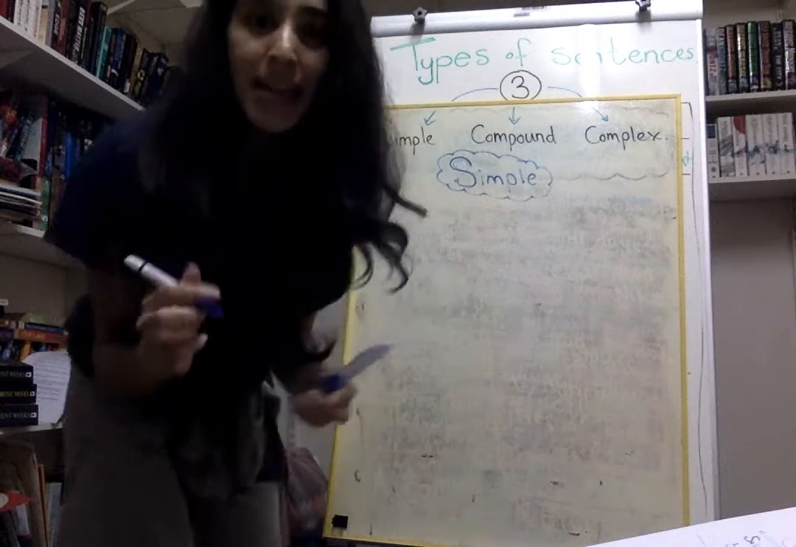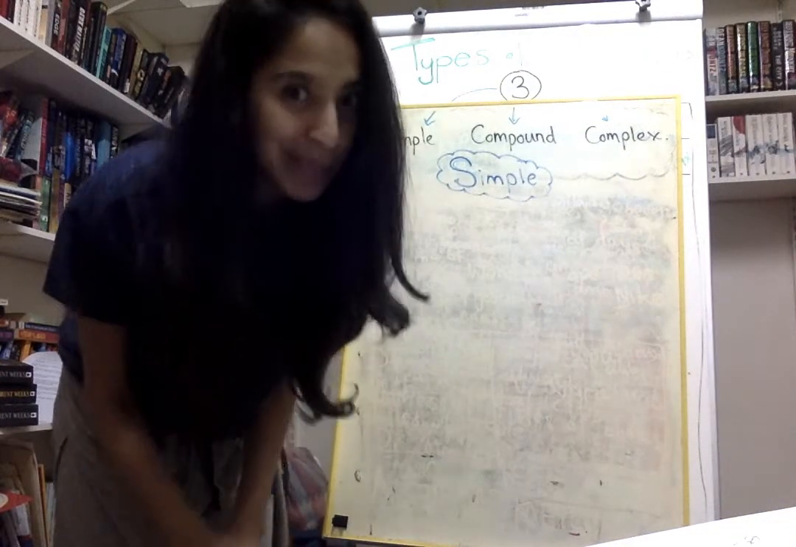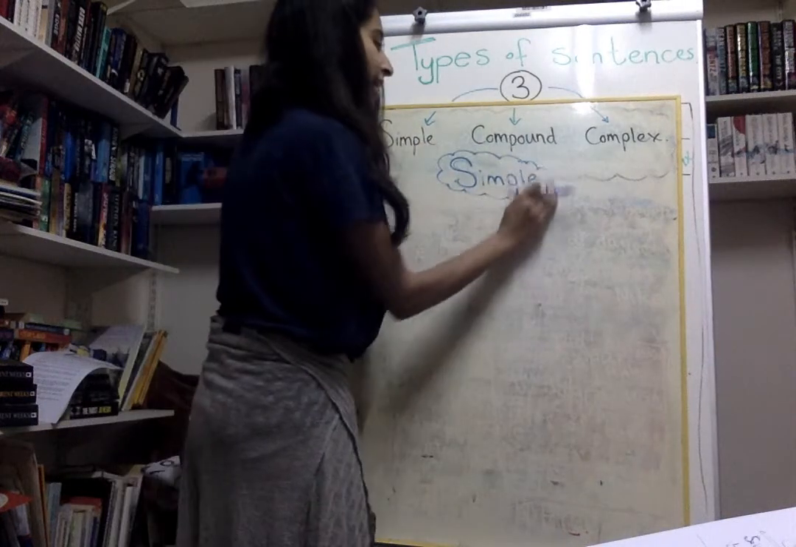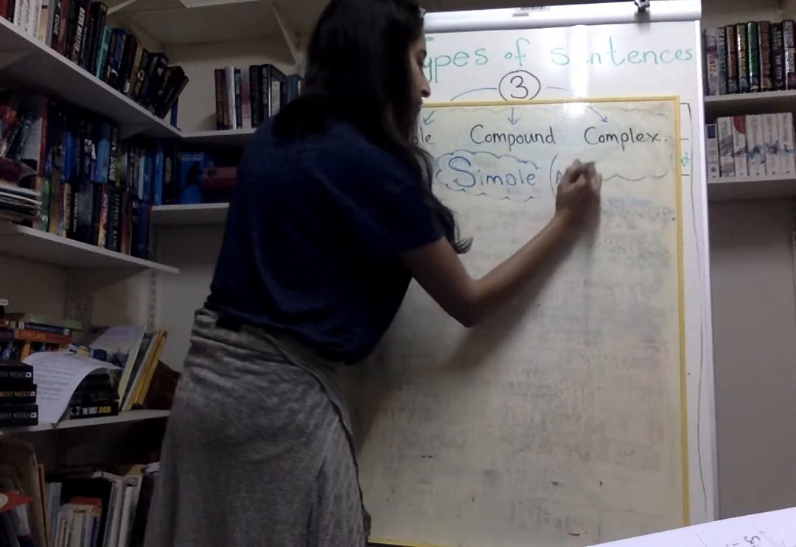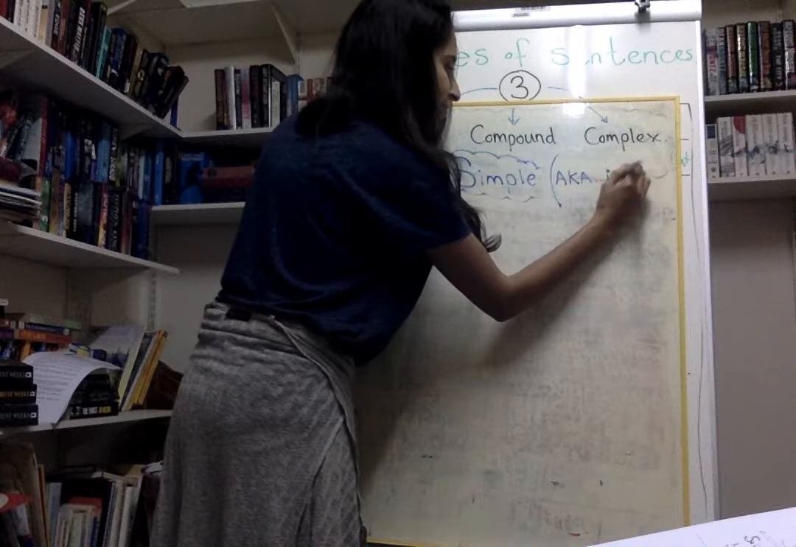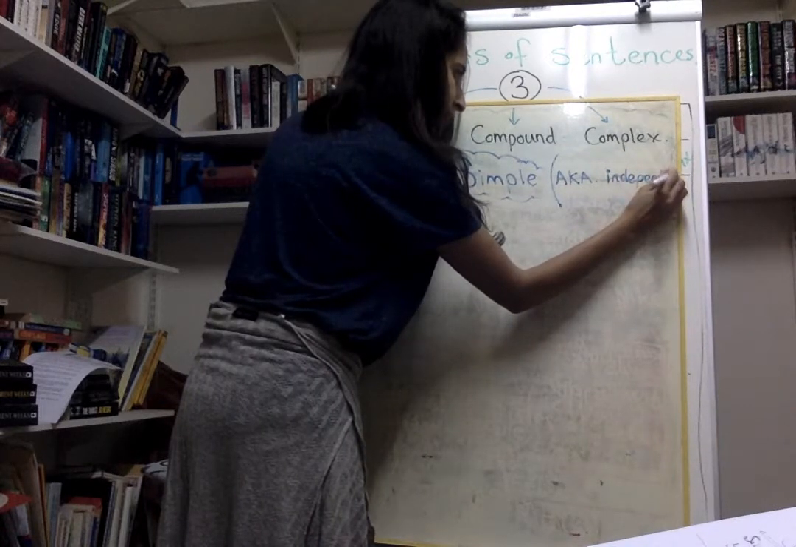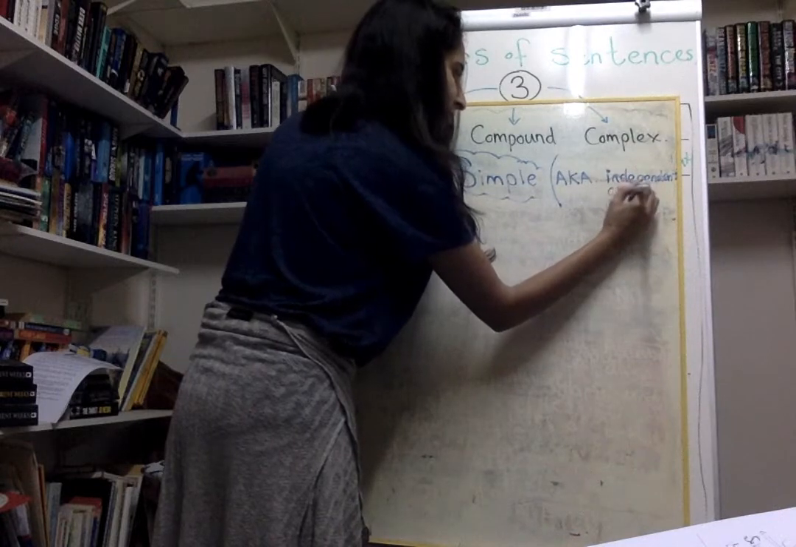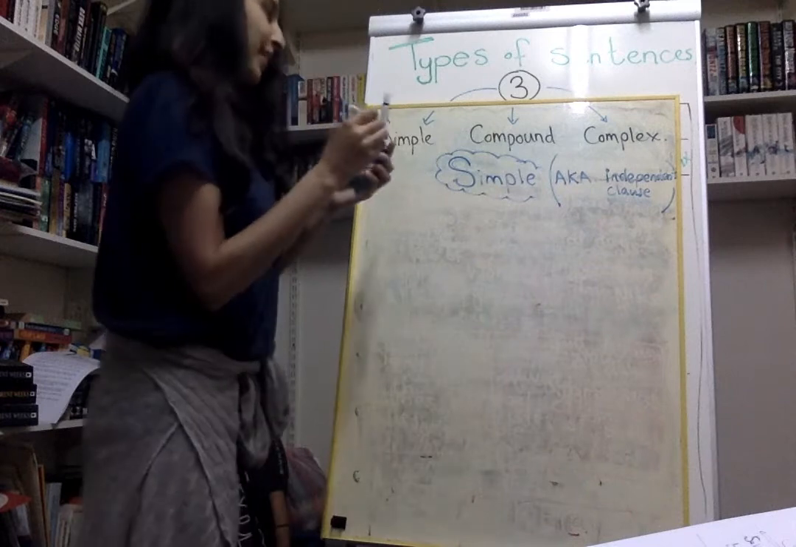Remember, another name for a simple sentence is an independent clause. Okay, an independent clause. Let's write that down. AKA independent clause, otherwise known as independent clause. Simple sentence.